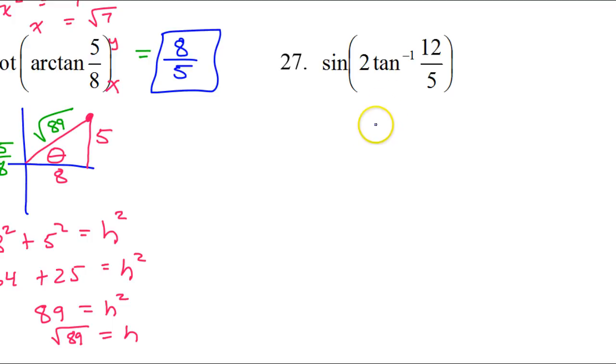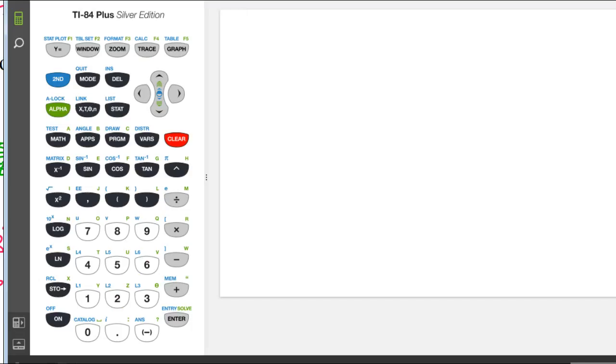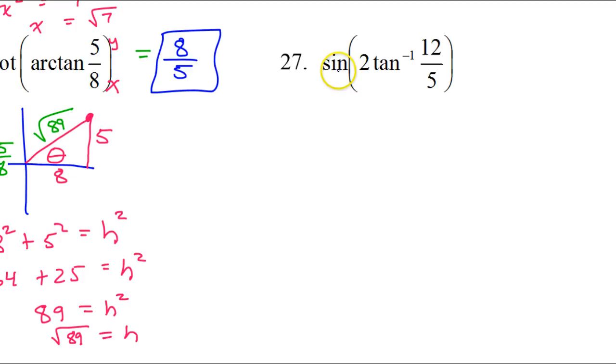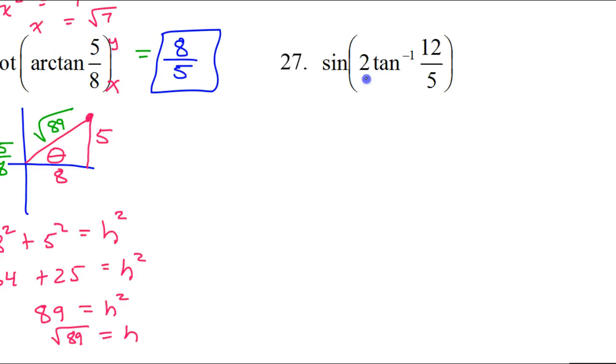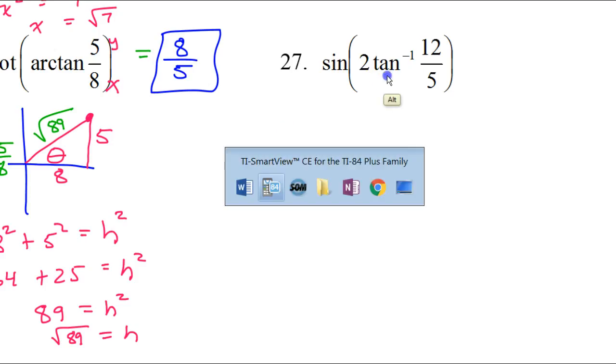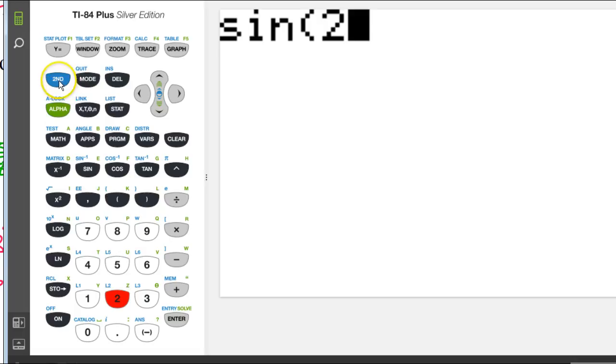In this video, I am going to show you how to use a calculator to evaluate expressions involving inverse trig functions. So we are going to be using a TI-84 Plus in order to do these problems. So let's see. We have sine, so I can go ahead and just hit sine to get myself started. And then inside of here we have 2 inverse tangent. So I'm going to put 2, and then I will do second tangent for inverse tangent.